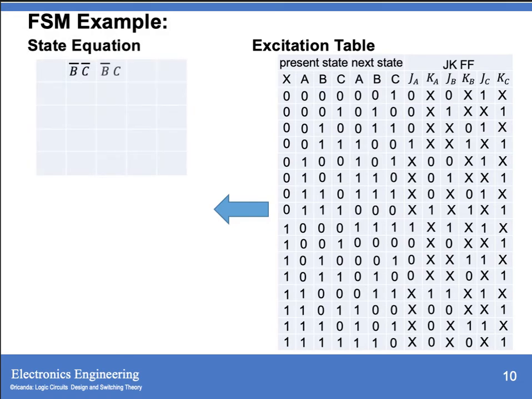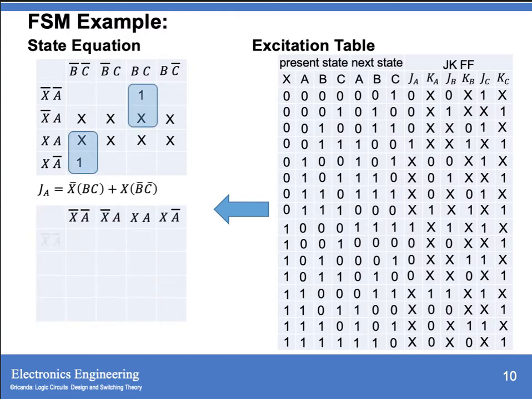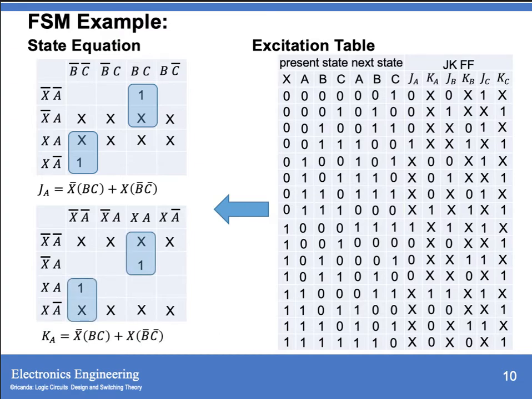So using the map method. For the state equation under JA, we have to put the value of your J in your map. So we have 1, XX, and we have another 1, then XX. So we can group this by 2. Therefore, we have JA equals X bar BC or X B bar C bar. For your KA, we have XX, then 1, XXX, then 1. So we have X bar BC or X B bar C bar.